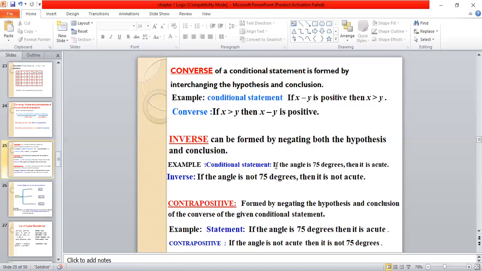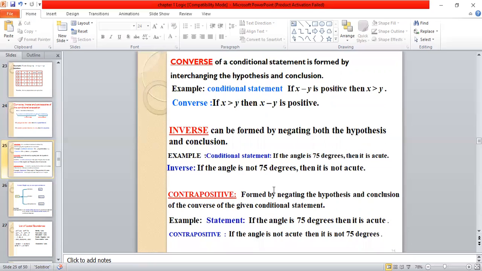So the conditional statement given, if the angle is 75 degrees, then it's acute. Then the inverse of this statement is, if the angle is not 75 degrees, then it's not acute, which is the inverse of the conditional statement. Similarly, and the last one, contrapositive.